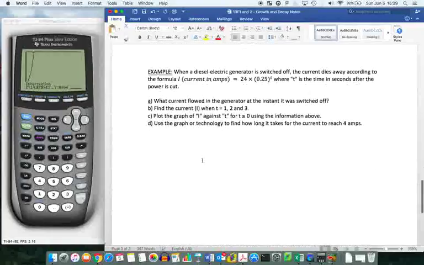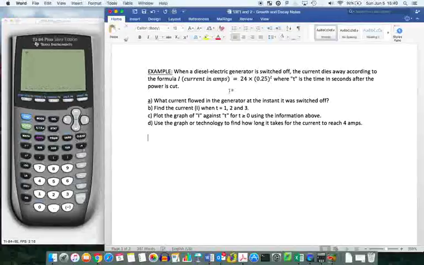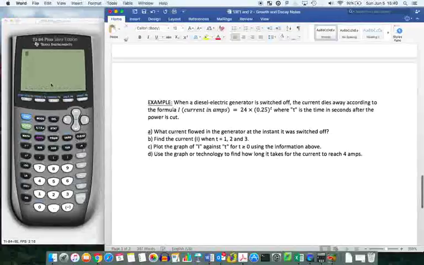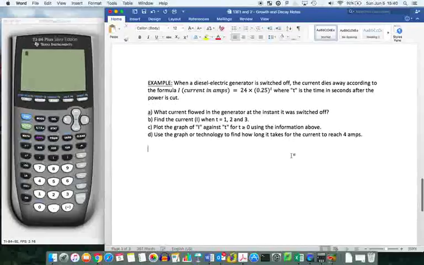Now that's done. Now we'll do a decay example and I'll be done on this video. Okay. So this is the opposite. Instead of a graph curving up like that, up and to the right, a decay is where it curves down and to the right. So in this case, when a diesel electric generator is switched off, the current dies away according to the formula, where time is the time in seconds after the power is cut.